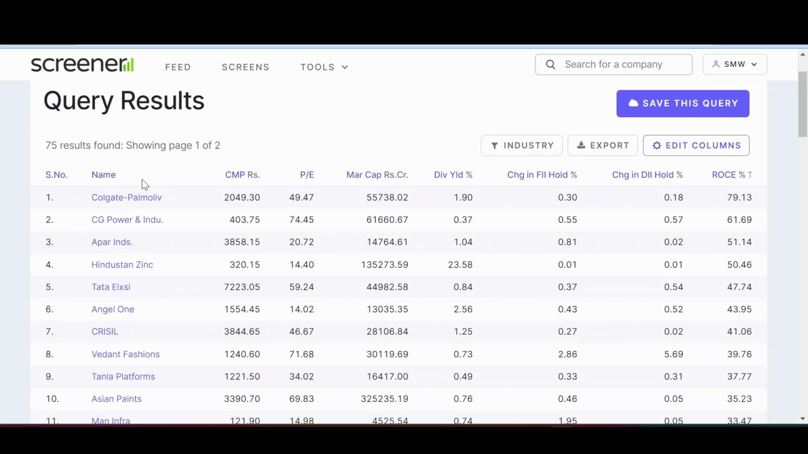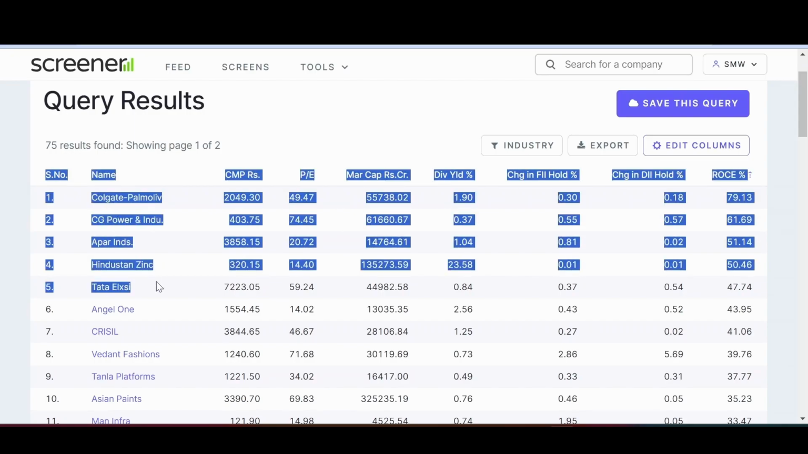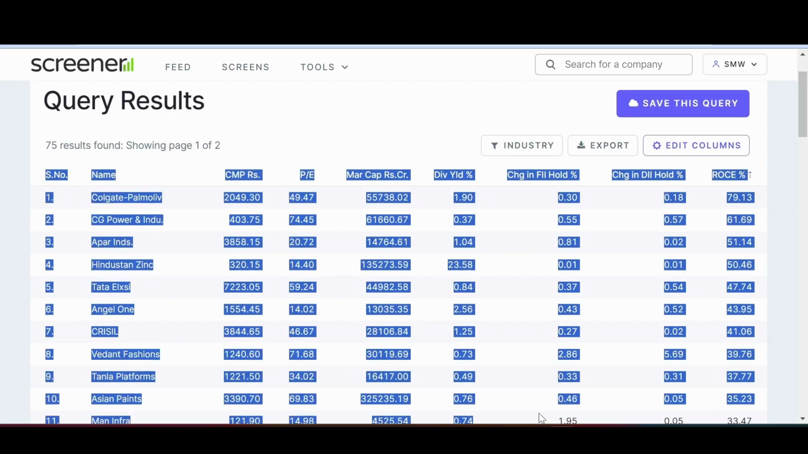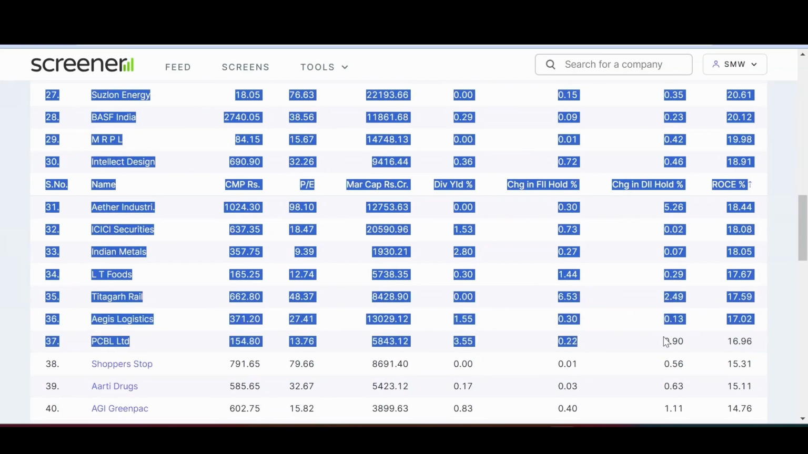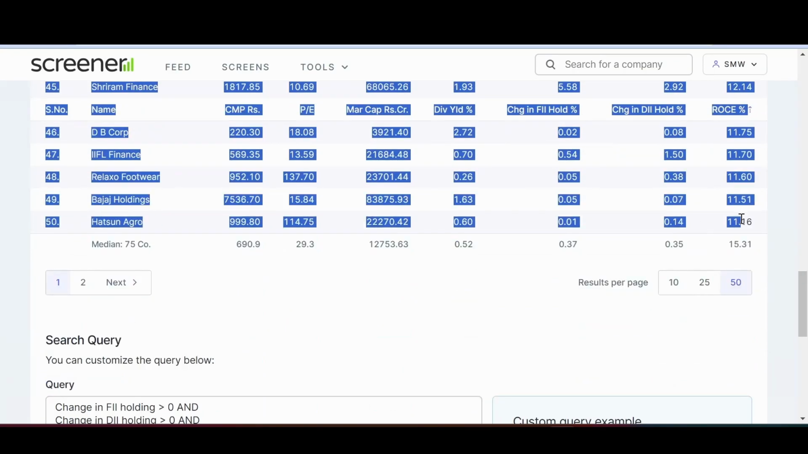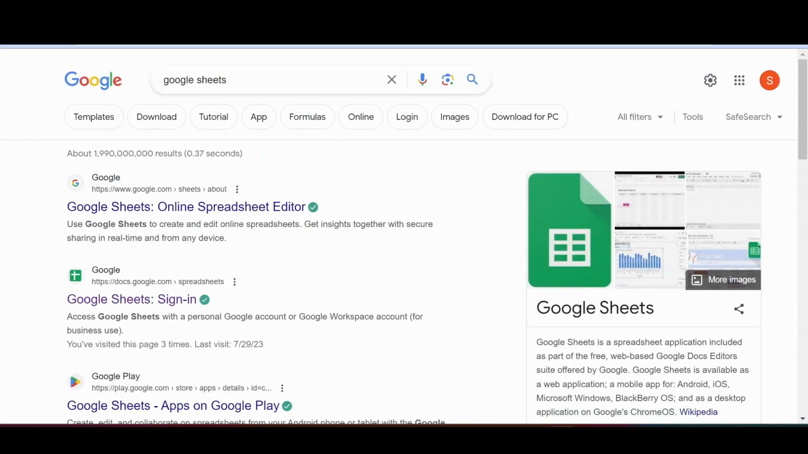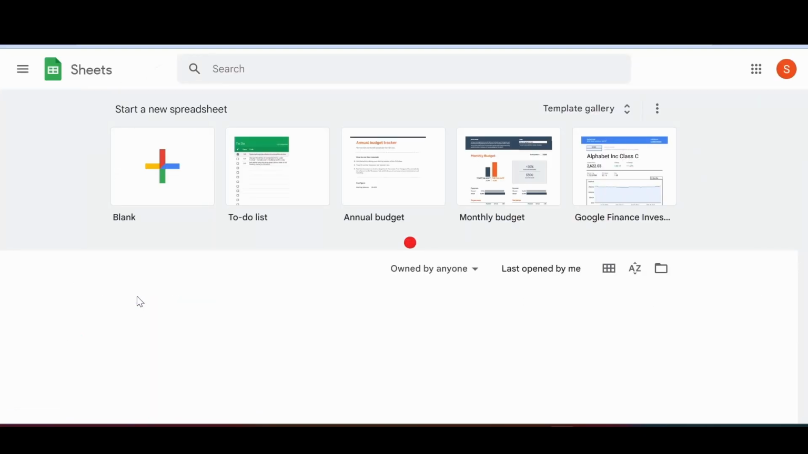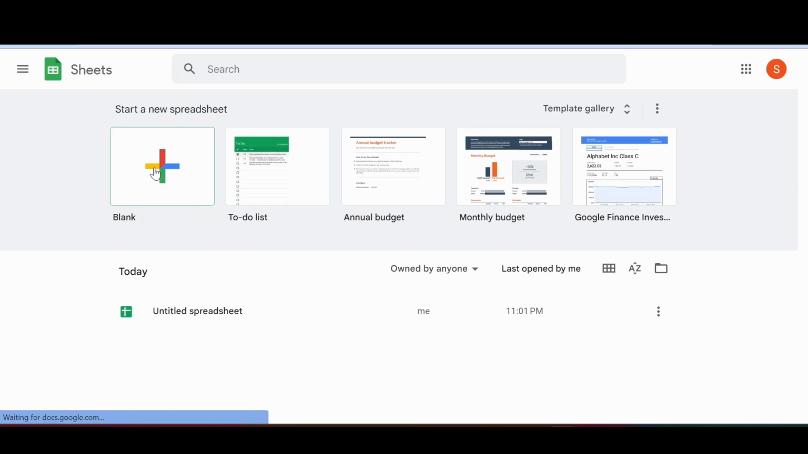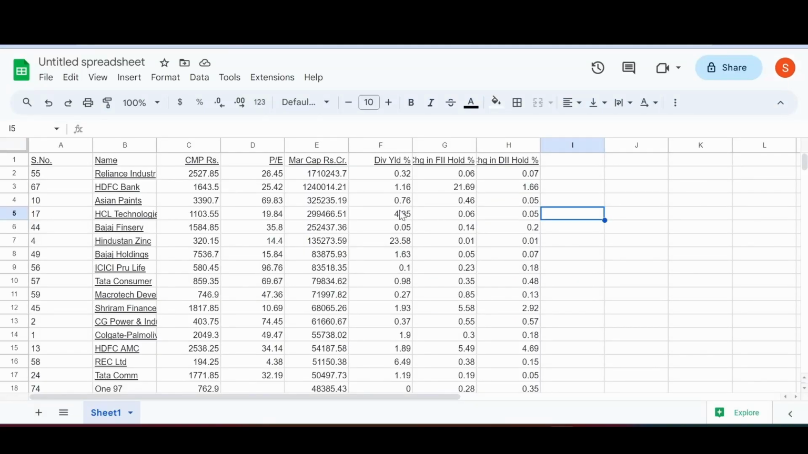Now what we need to do is select all the data one by one and copy it to Google Sheets. If you go to Google and type Google Sheets and click here, it will launch the Google Sheets website, and then click on the blank one. Because of the video length, I have already copied all the data here.